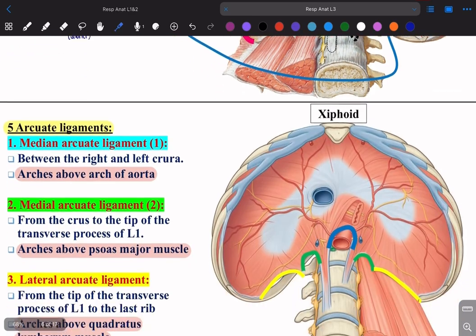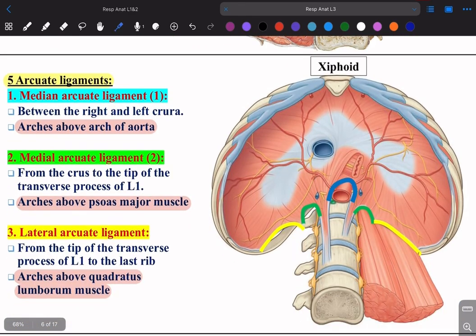And then we have the second part, which is the arcuate ligaments, the 5 arcuate ligaments. The median is 1 because it's alone. It arches above the aorta. Then we have the medial, which arches above the psoas major muscle. And then we have the lateral, which arches above the quadratus lumborum.